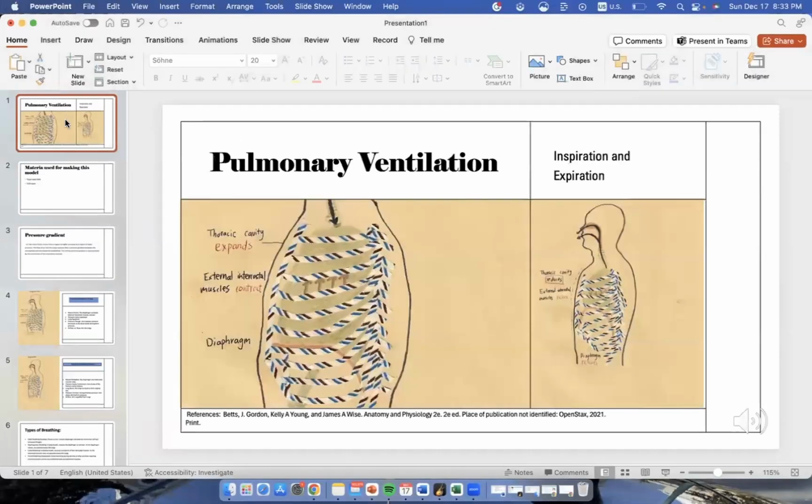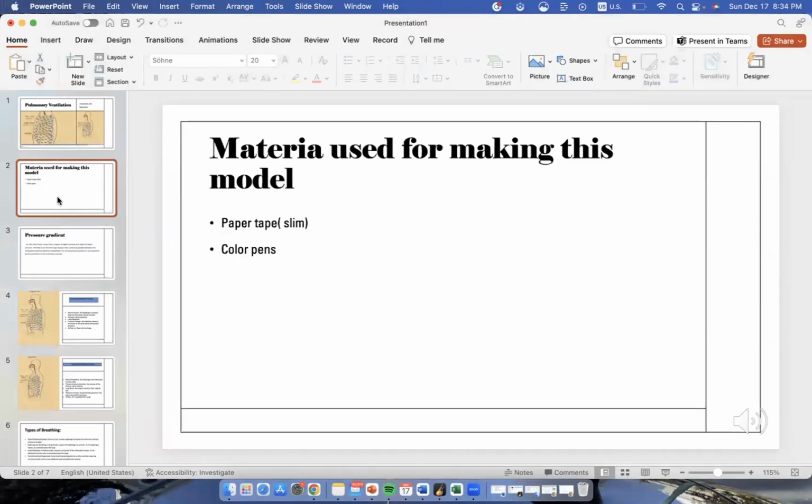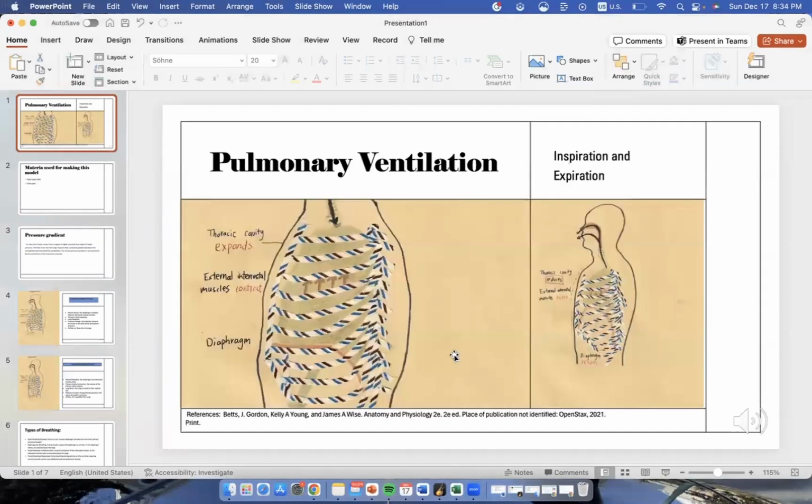Hello everyone, welcome to my presentation about the pulmonary ventilation of lungs. In this section, I chose my paper tape, a slim one, and some color pens to create these two models for both of the inspiration and the expiration process. Can you tell which one is for the inspiration and which one is for the expiration?